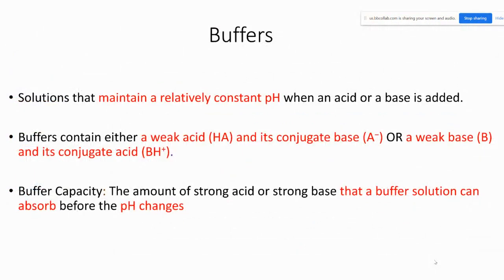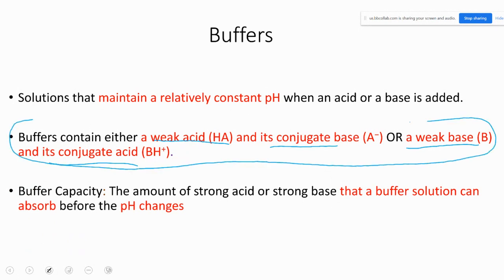So this is where I stopped yesterday. I talked about buffer, and the way we define buffer was basically any solution that can maintain a relatively constant pH even when you add a strong acid or a strong base. And the most important line here says that a buffer has to contain a weak acid and its conjugate base, or a weak base and its conjugate acid. So let's look at an example of a buffer solution based on this definition of what a buffer should contain.